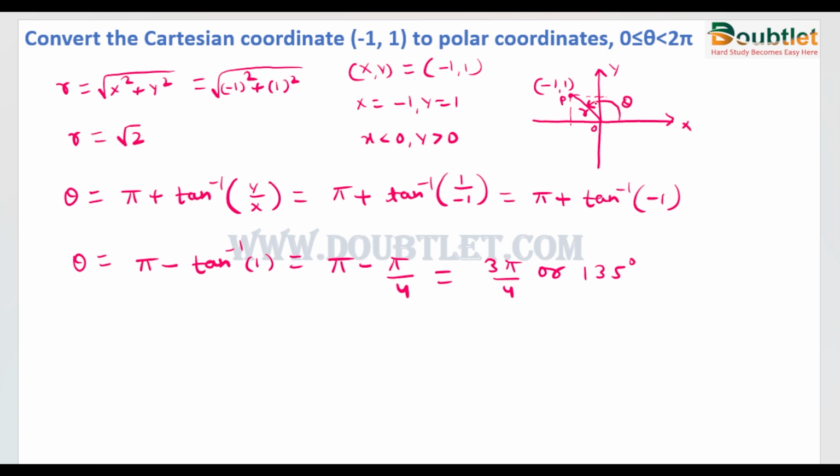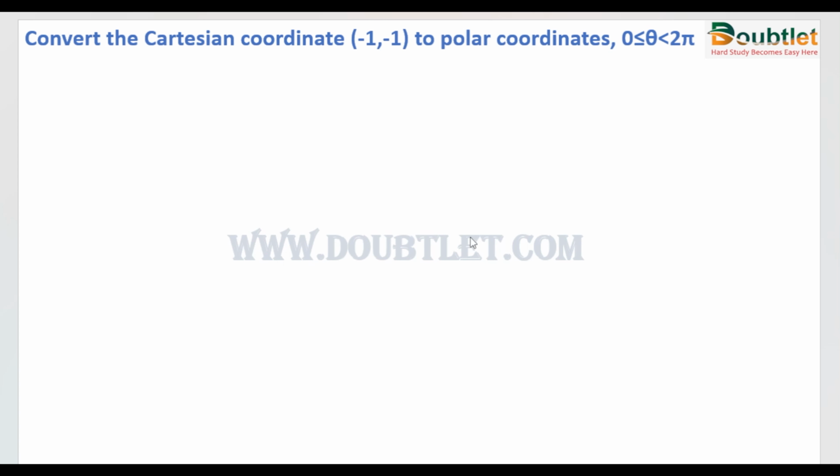So this angle is basically between 90 to 180 degrees, and here we have found the value. So if we want to write the polar coordinates, we can write this as root 2 comma 3 pi by 4 radian or 135 degrees. So this is the answer for this. Because this point is lying in the second quadrant, we have to add the angle with pi, and we have got the correct answer. Now we need to solve another example where the point lies in the third quadrant.